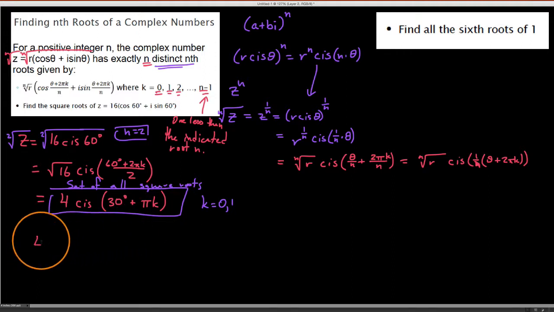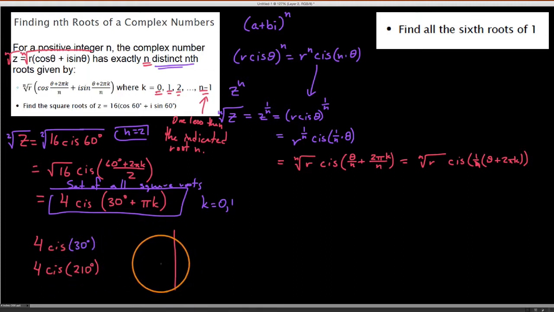And what you get are two distinct roots, the first one being 4 cis, and then we have 30 plus. Now if I plug in 0 for k, this cancels out completely. So we're going to get 30 degrees for our argument. I did not mean for that to be a different color. I apologize for that. And we say, all right, plug in a 1. If you plug in a 1 here, this pi, if we were to convert that to degrees, would be like 180. So we have 180 plus 30 degrees is 210.